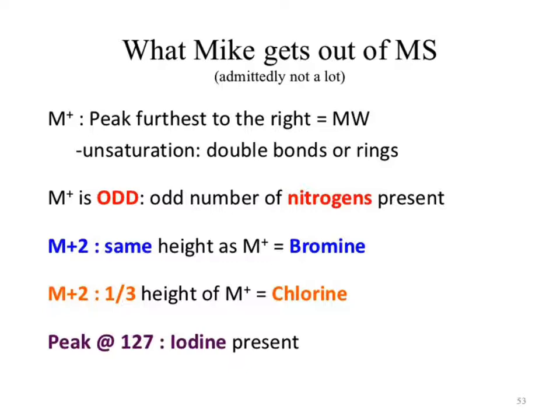Iodine has a mass of 127. So if your mass, when you look at your mass spec, is huge, it's probably because iodine is present. You will likely also see a peak at 127 because an iodine cation isn't all that unstable, so we'll see a peak sitting there for it. Okay?